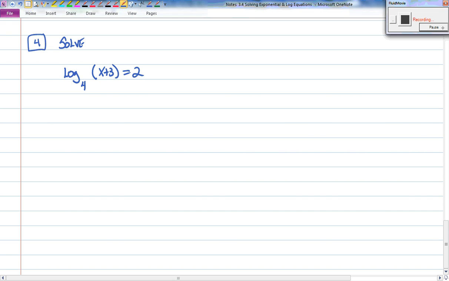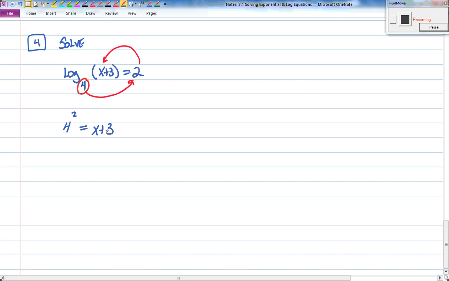All right, this is a log equation because it's an equation that deals with a logarithm. All we really need to do is understand the relationship between how to change a log form to an exponential. So if I'm given a log form, how would I change it back to an exponential? We would just go 4 squared gives me back x plus 3. So I'd have 4 squared equals x plus 3.